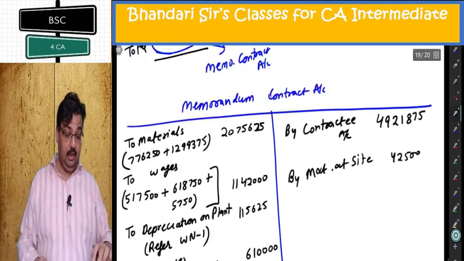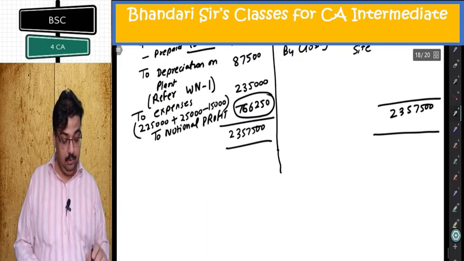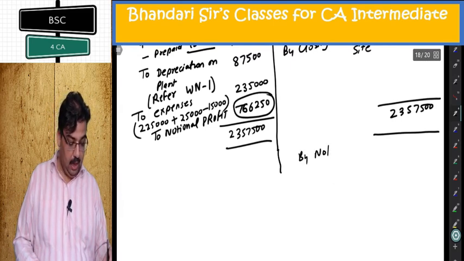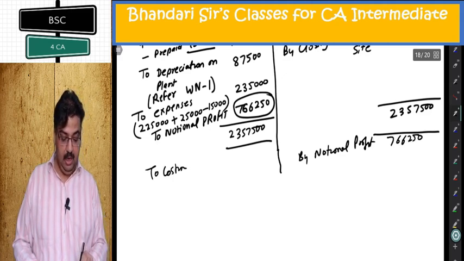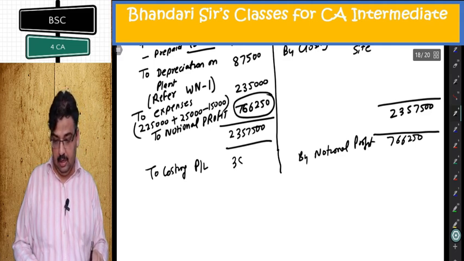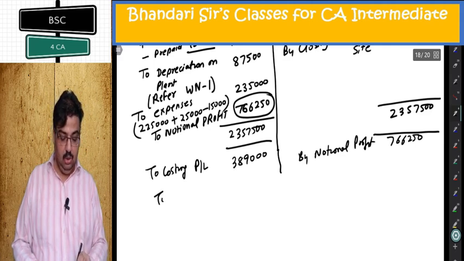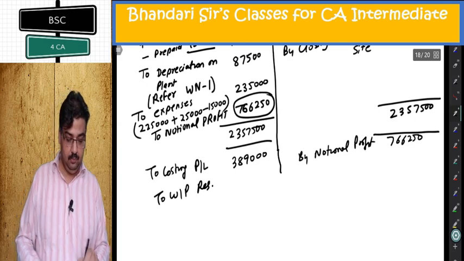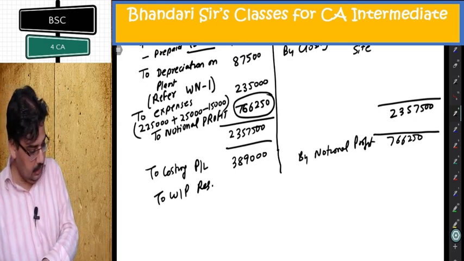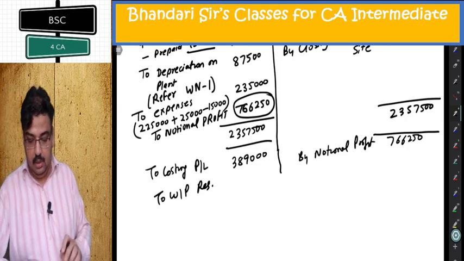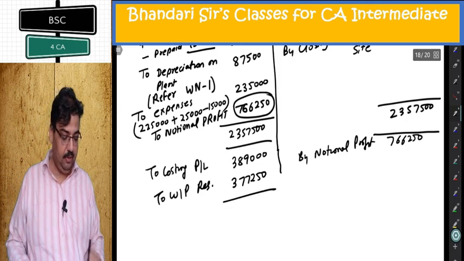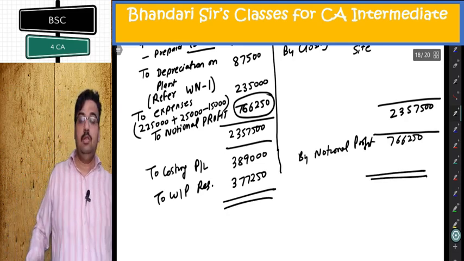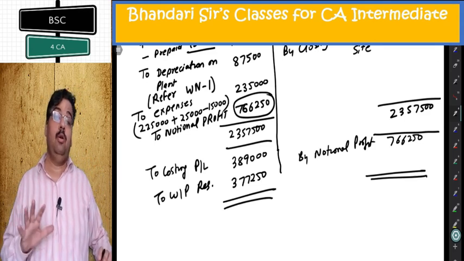If you want to show it there, you can go back to your contract account, by notional profit 766,250. Of this, 3,89,000 is the net profit taken to costing P&L, and the remaining 3,77,250 goes to WIP reserve out of 766,250. This is the complete question number 4 in contract costing.